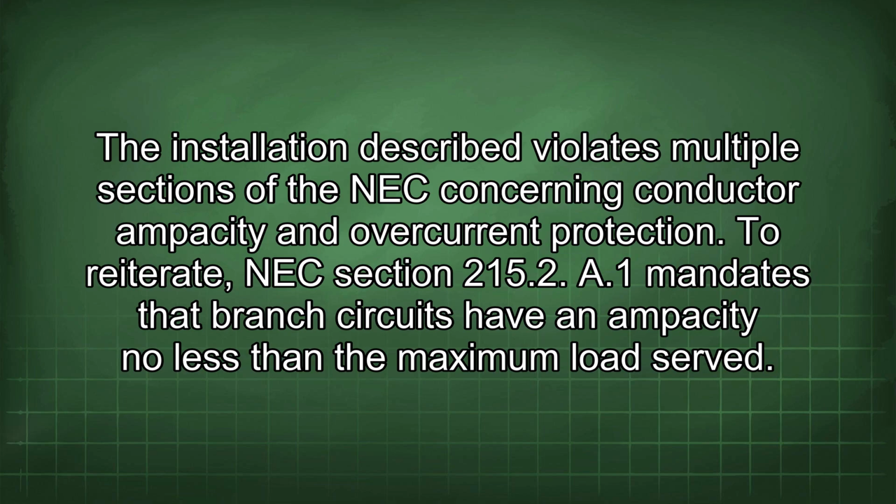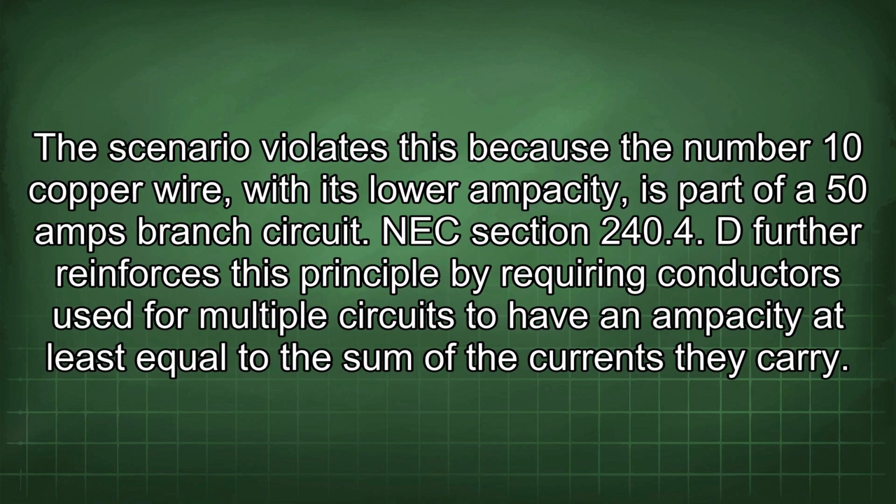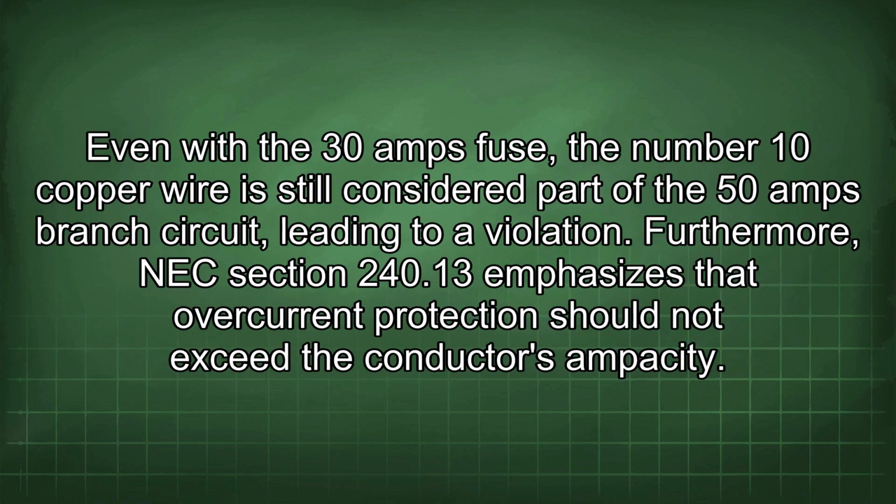To reiterate, NEC section 215.2 A1 mandates that branch circuits have an ampacity no less than the maximum load served. The scenario violates this because the number 10 copper wire, with its low ampacity, is part of a 50 amps branch circuit. NEC section 240.4 D further reinforces this principle by requiring conductors used for multiple circuits to have an ampacity at least equal to the sum of the currents they carry. Even with the 30 amps fuse, the number 10 copper wire is still considered part of the 50 amps branch circuit, leading to a violation.